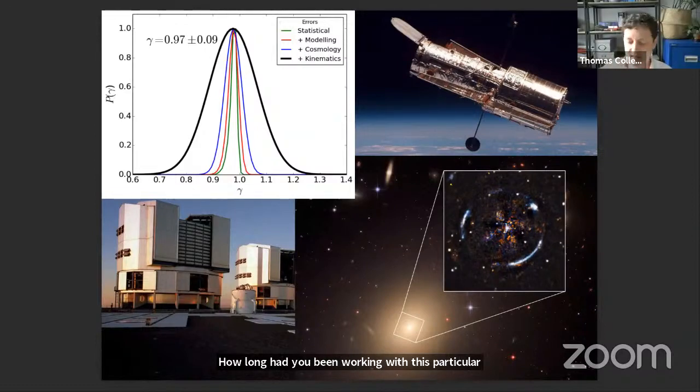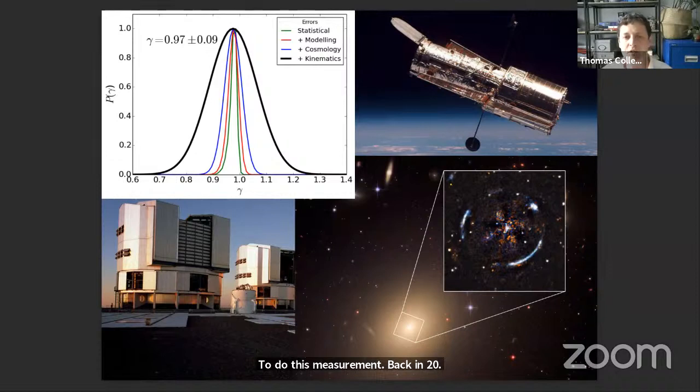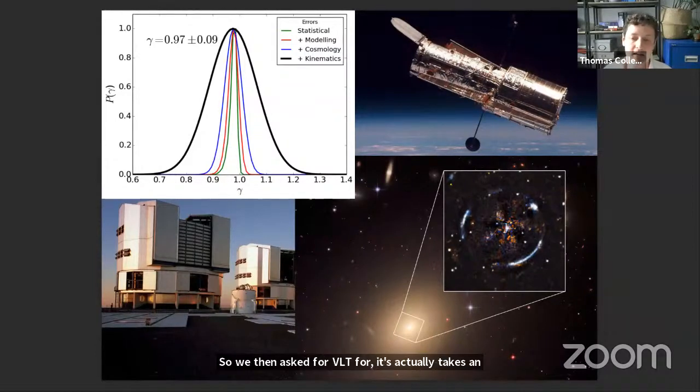Yeah, so this galaxy was discovered about 15 or so years ago. And I first got interested in it to do this measurement back in 2016, I think. So we wrote the proposal to the VLT, said that we would need, the Hubble Space Telescope data was in hand. We asked for the VLT, it actually only takes an hour of observing time on the Very Large Telescope to get the data we needed to do this. Got the telescope time, the observations were taken, I think, in late 2016, and then the analysis took a couple of years.